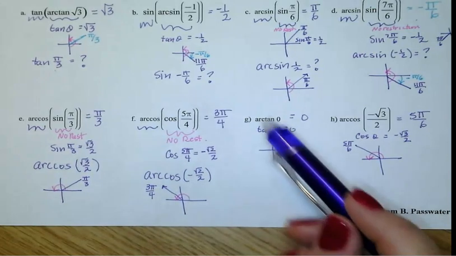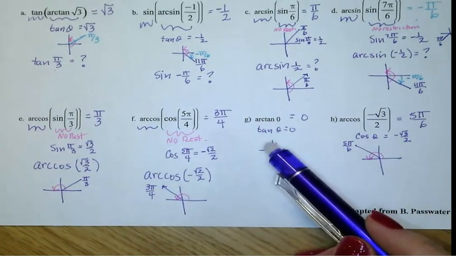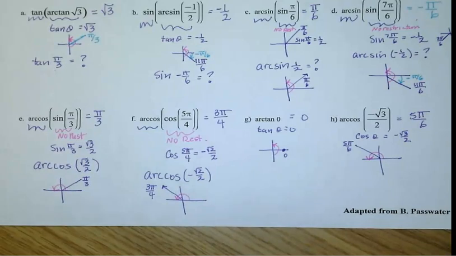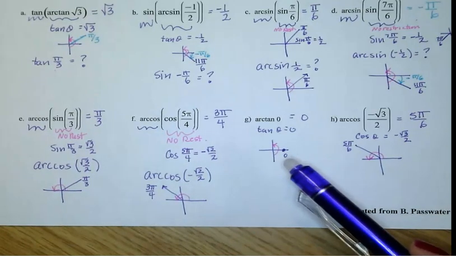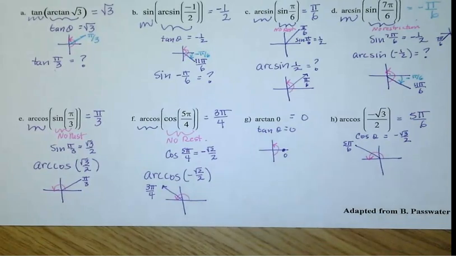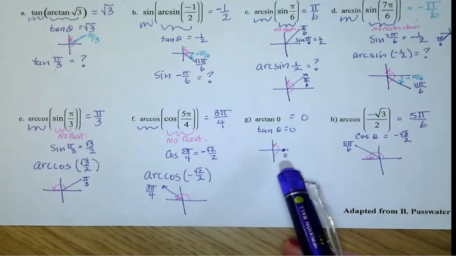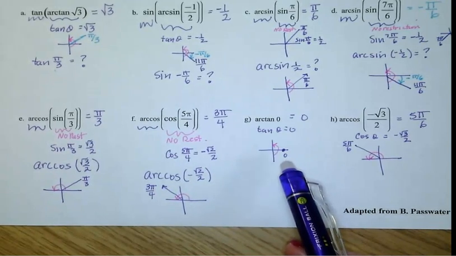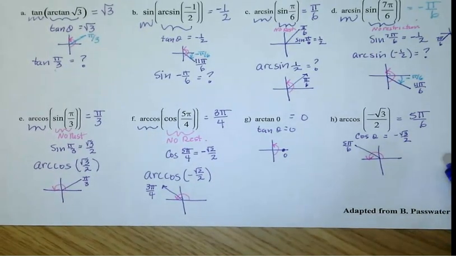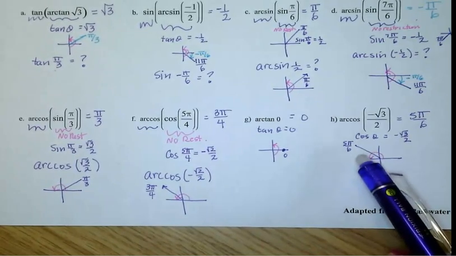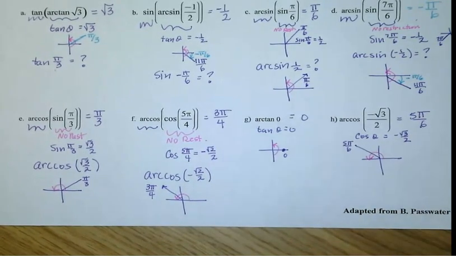All right, so this one has a restriction from negative π/2 to π/2, and tangent is 0 at 0. So that's our answer. And why couldn't we use 2π? Because 0 and 2π have the same tangent value of 0. Well, 2π would be definitely bigger than π/2, so it must be the 0 that you give as your answer. Okay. And then this last one, so what angle has a cosine value of negative √3/2 within our restriction of 0 to π? That happens to be this 5π/6.